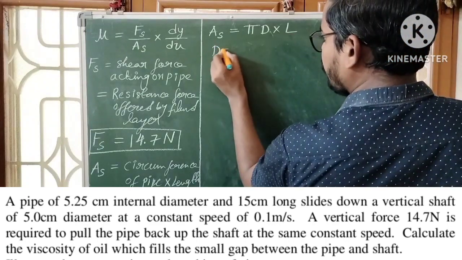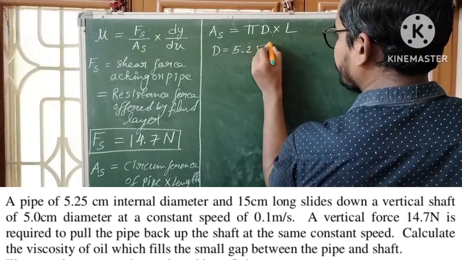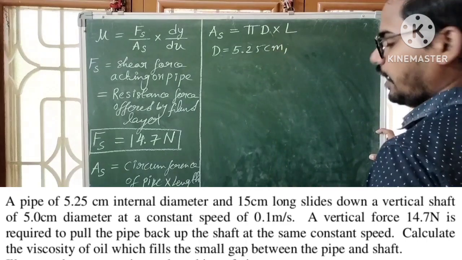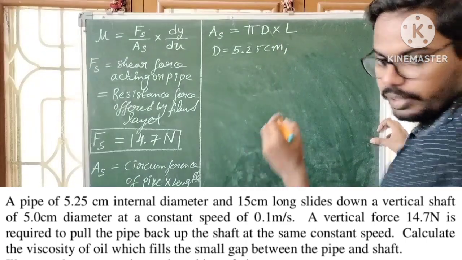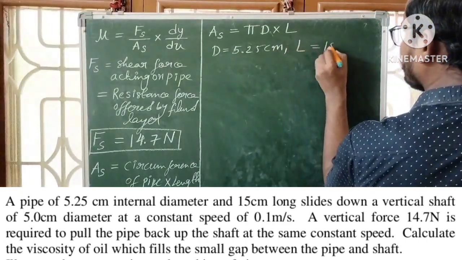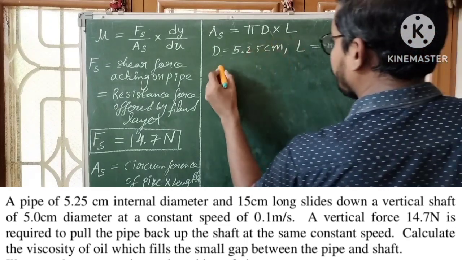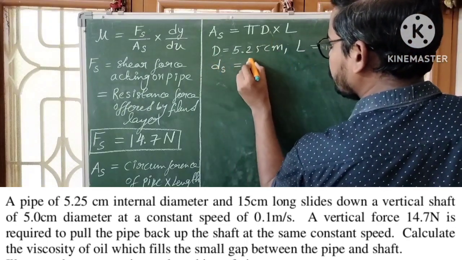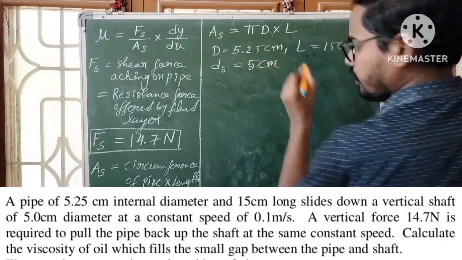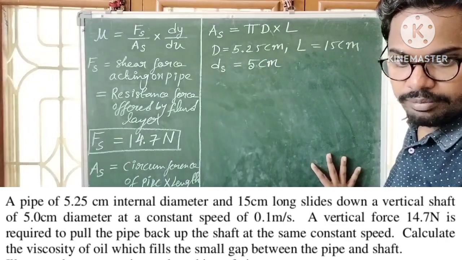The diameter of the pipe is given as 5.25 centimeters. Next, the length of the pipe is given as 15 centimeters. Also given is the diameter of the shaft, which I think is 5 centimeters. Am I right? Yes, 5 centimeters diameter.